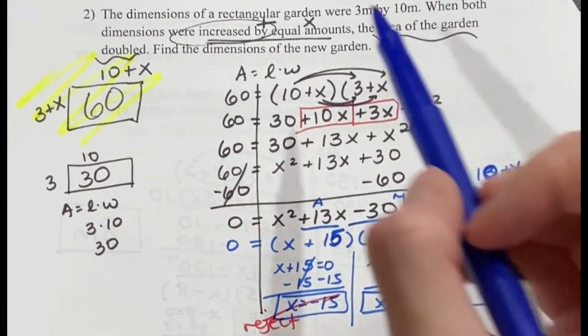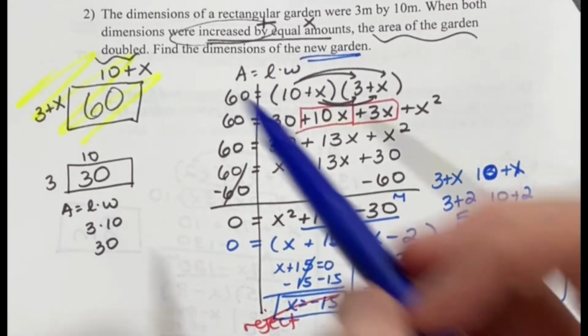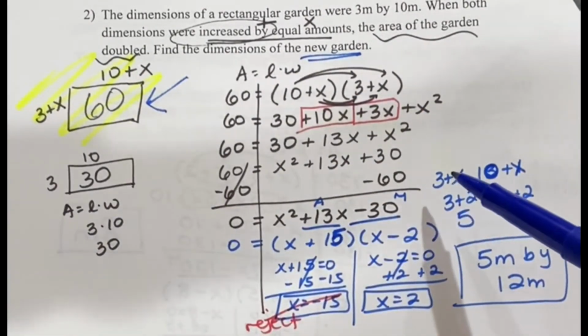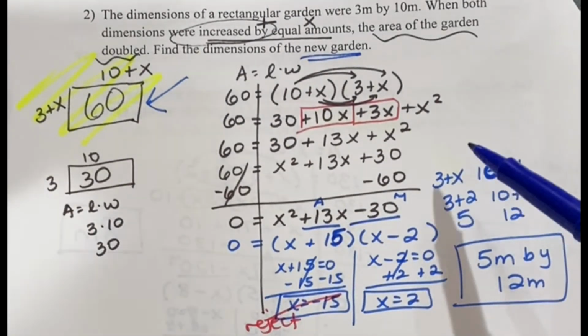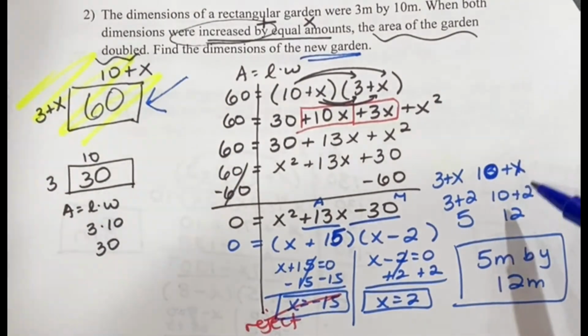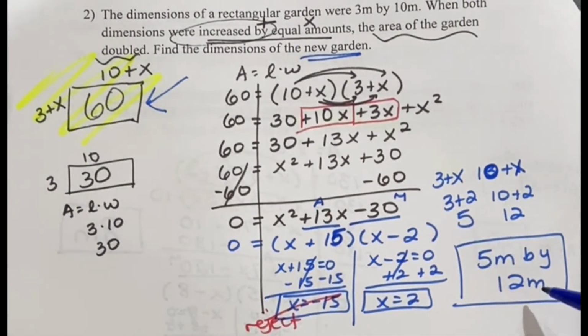Remember, the question's asking for the dimensions of the new garden. So I needed to look at this new picture, and I needed to then substitute in 2 for x. So 3 plus x gave me 3 plus 2, which is 5 meters, and 10 plus x gave me 10 plus 2, which was 12 meters. So those were the new dimensions of the garden.